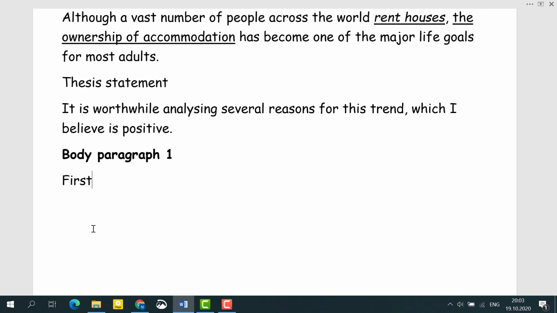Firstly, the ownership of a house is a valuable investment.